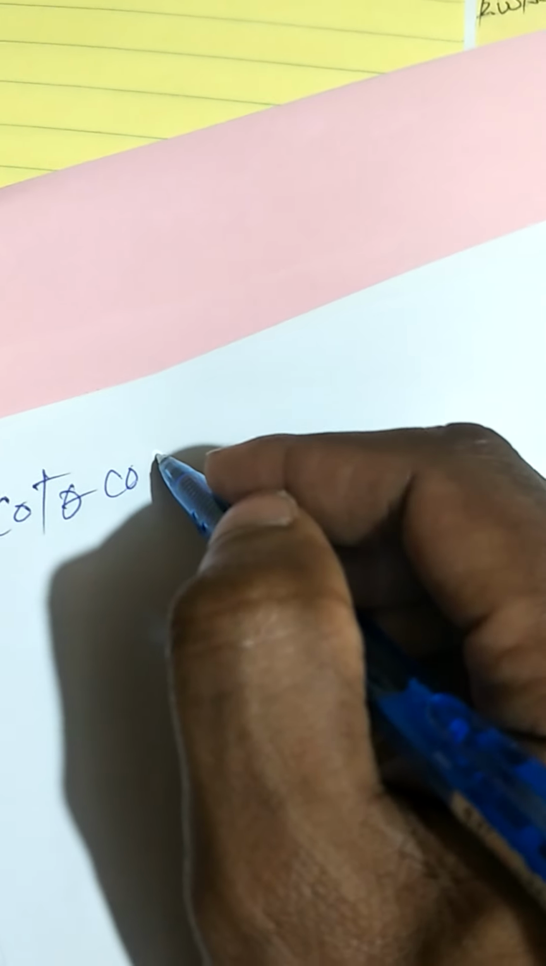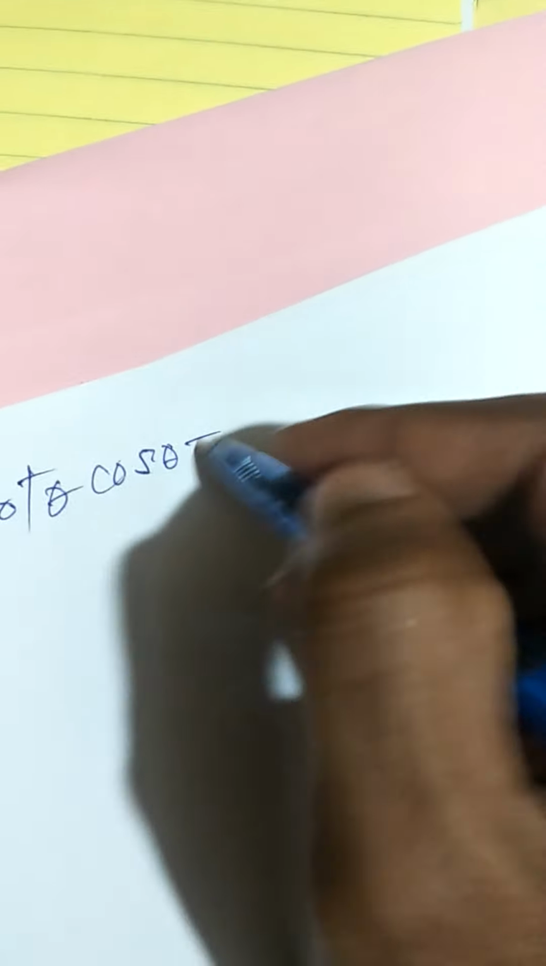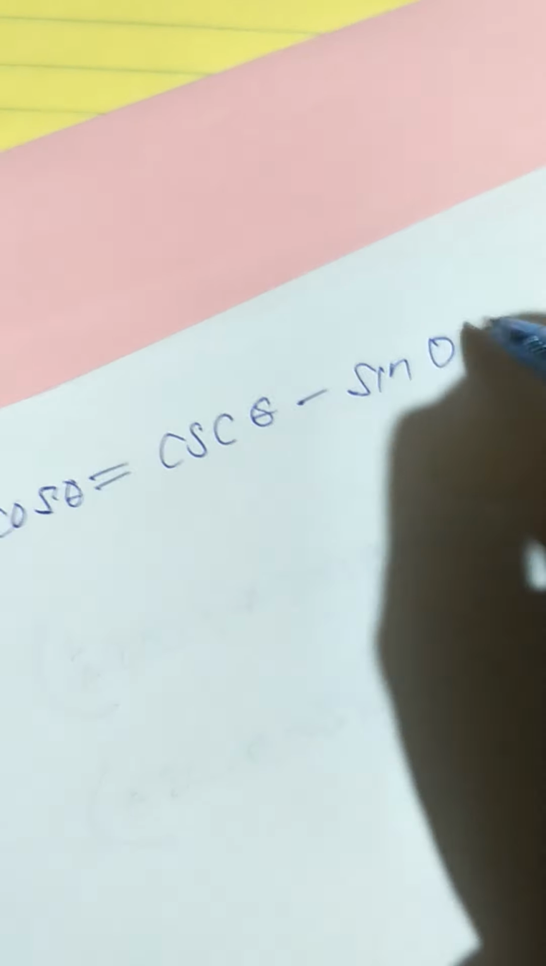Question number 4 is this one. Question number 4: cot theta cosine theta is equals to cosecant theta minus sin theta.